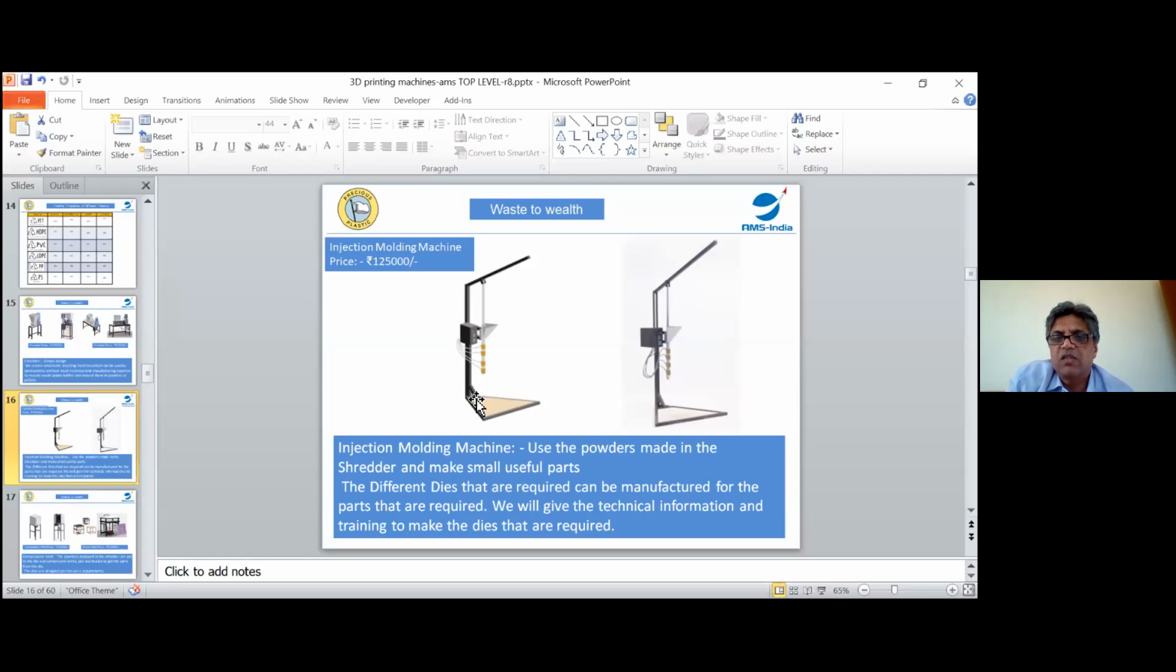Even housewives can do this. It is not that it has to be done only by industrial people. If you want to do it at a household level, it is more than sufficient for retired people, more than sufficient for all the household people to convert waste to wealth. They get money instead of wasting.